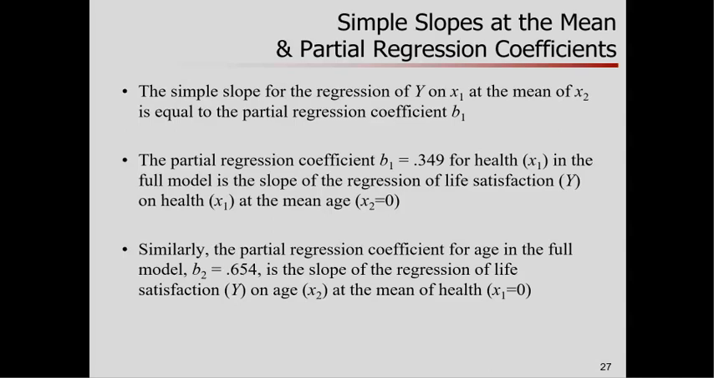In this case, that has a value of 0.349 for our predictor health in the full model. So what we're saying is, what is the slope for health as a predictor at the mean of age? That is, when age is at the mean, so a centered value of 0, it's 0.349. Similarly, the partial regression coefficient for age in the full model, B2, was 0.654. That's the slope of the regression of life satisfaction on age at the mean value of health.